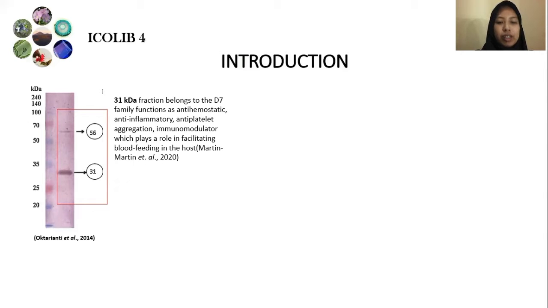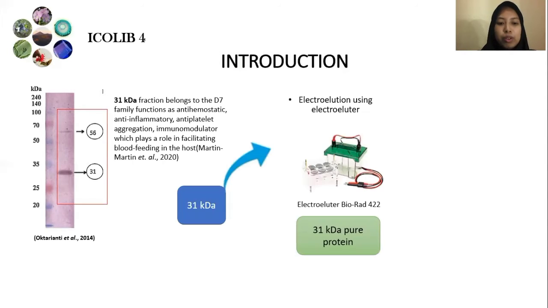Previous studies by Octarianti et al. 2014 found that the immunogenic proteins in the salivary gland of Aedes aegypti are 31 kilodalton and 56 kilodalton, based on mass spectrometry analysis. The 31 kilodalton fraction belongs to the D7 family, which functions as anti-hemostatic, anti-inflammatory, anti-platelet aggregation, and immunomodulator. This immunogenic protein makes it possible to build a dengue vaccine based on a vector.